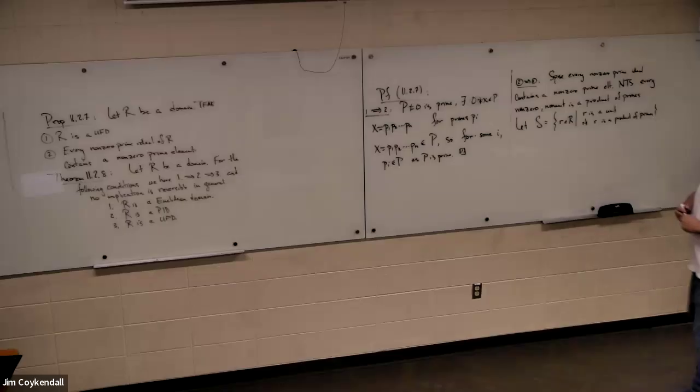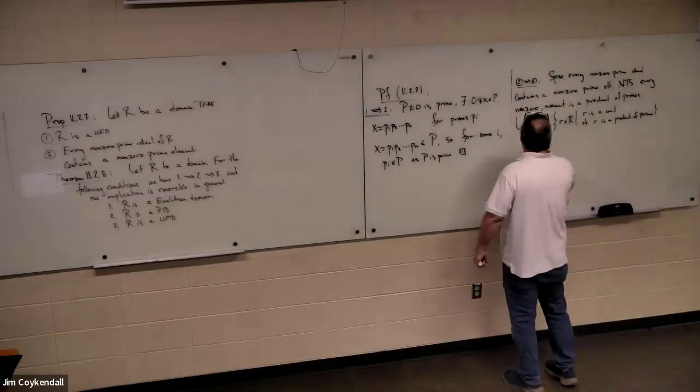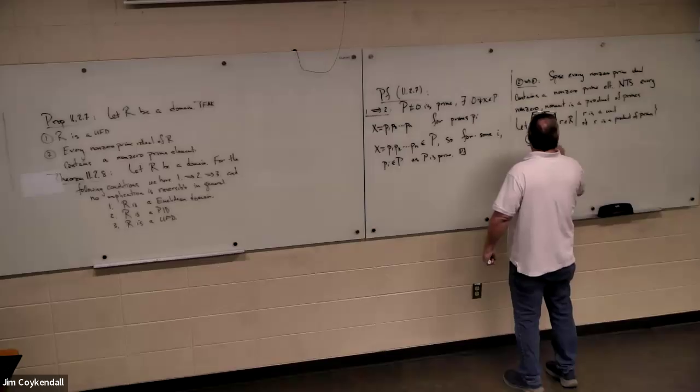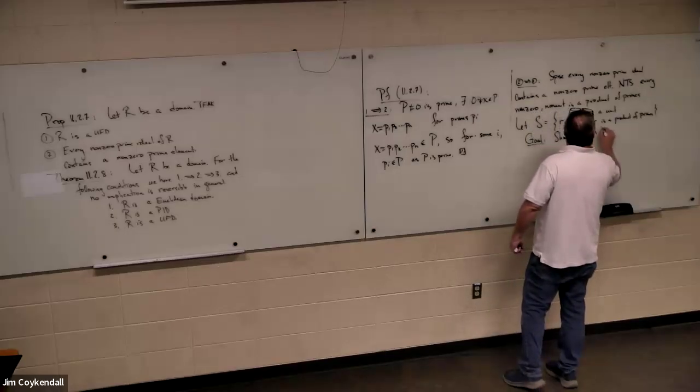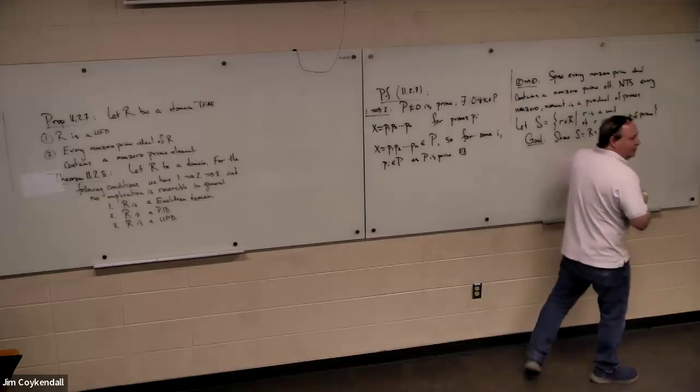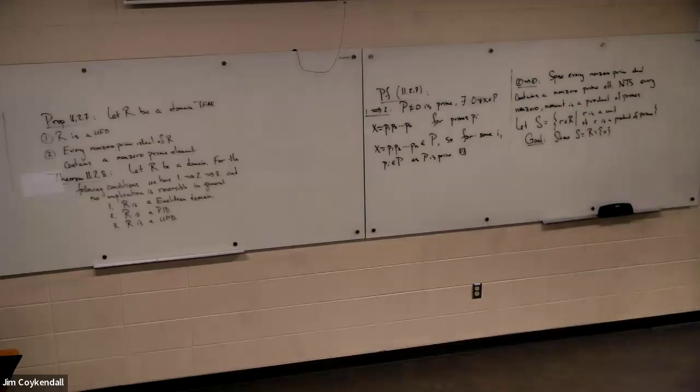So this is a multiplicative set. And here's my goal: show S is everything in R except zero. Because if S is everything in R that's not zero, that means that everything in R that is not zero is either a unit or a product of primes, and I'll be done. Right, okay with it?